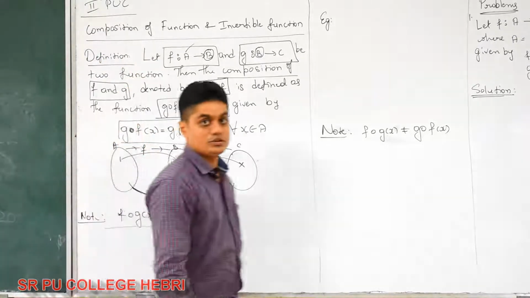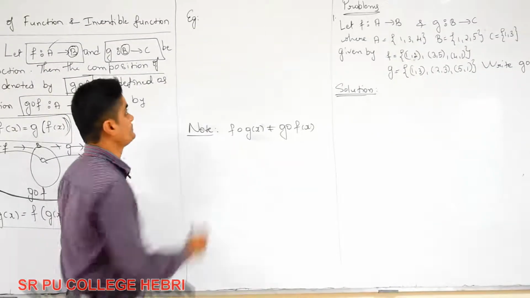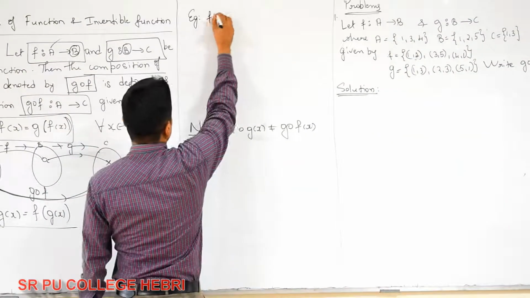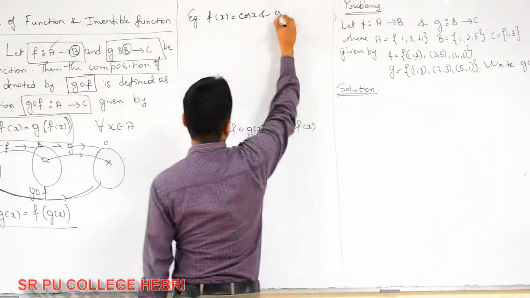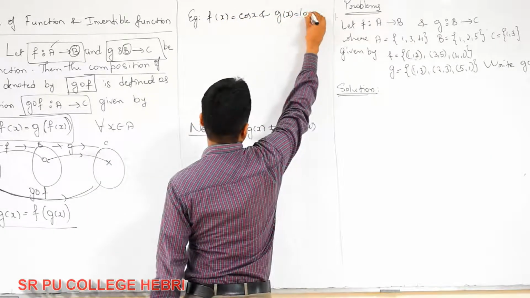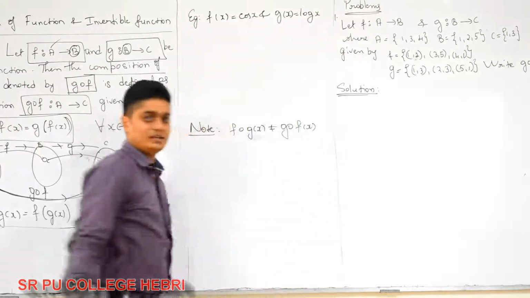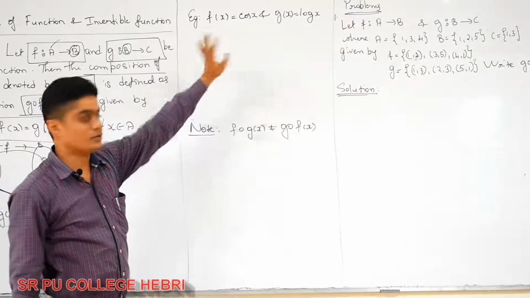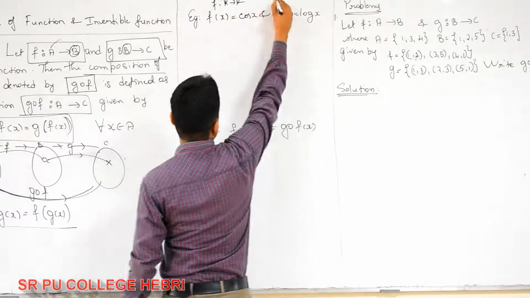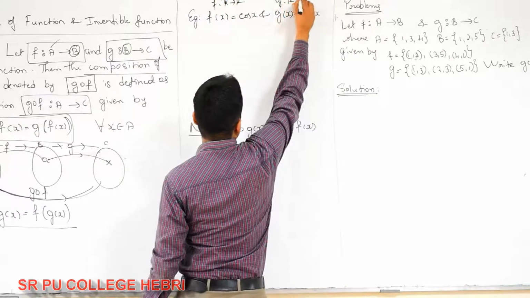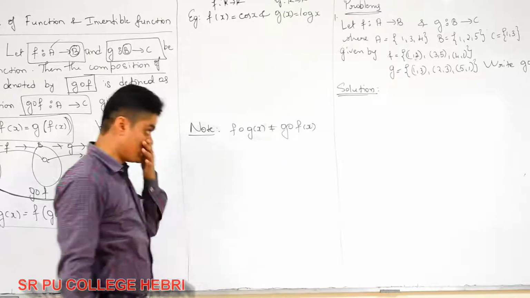Observe this definition and diagram through this example. For example, f of x is equal to cos x and g of x is equal to log x. Let the functions be defined from R to R only, so there is no domain or codomain problem.